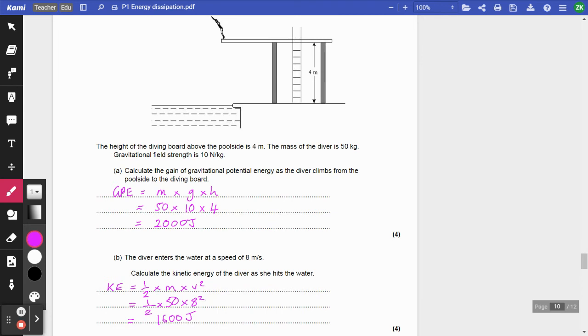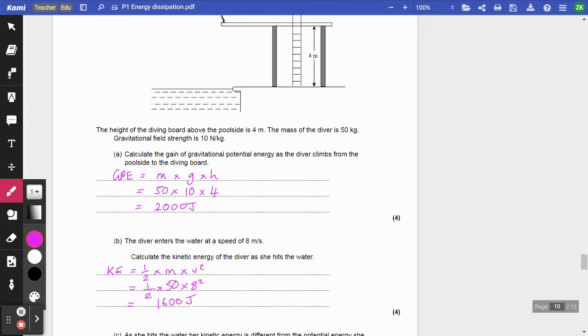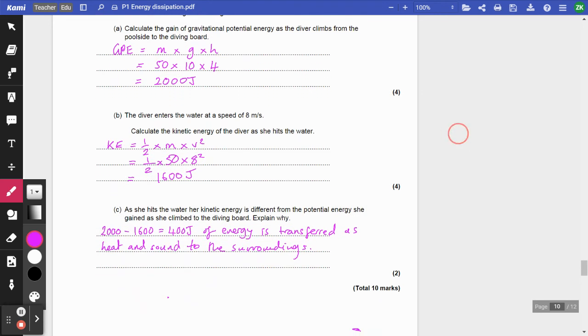Now, notice that when the diver falls, they lose 2000 joules of GPE. And at the bottom, when that GPE is lost, only 1600 joules of that 2000 is now kinetic energy. So the follow-up question is, why is this different? Why is the 2000 joules different to the 1600 joules? One of the reasons you could have written is that you've got a discrepancy of 400 joules.